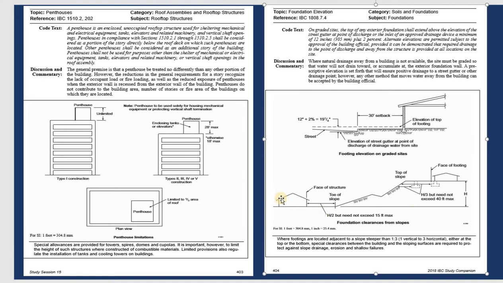And if the second one starts right here, the face of the structure with the face of the slope, they have H over 2 and not over 15 feet maximum. So the distance from the face of the wall to the slope should be less than 15 feet maximum. And after that, if you call it H1, it should be H over 2 for foundation clearance from the slab to the house.